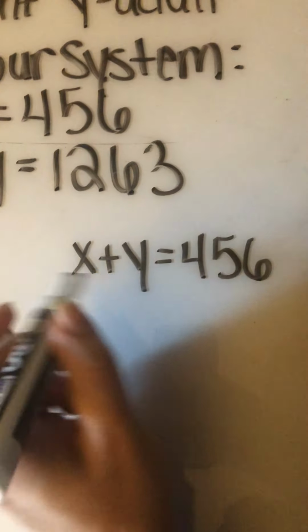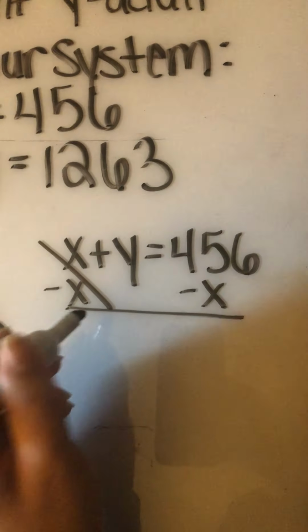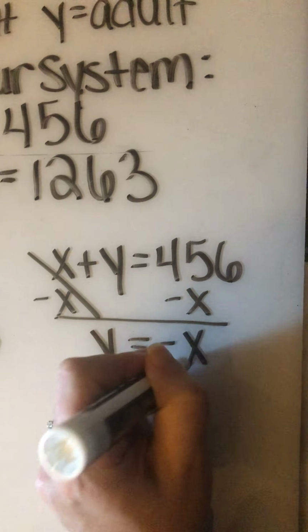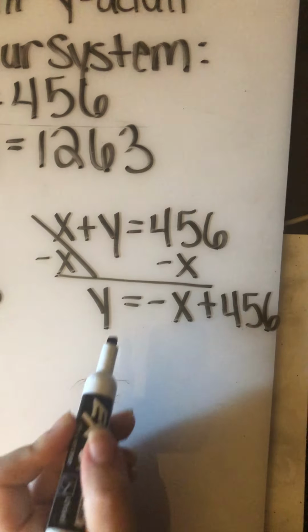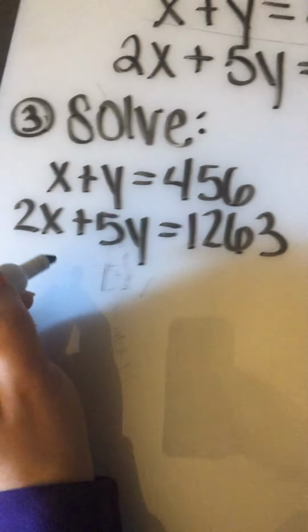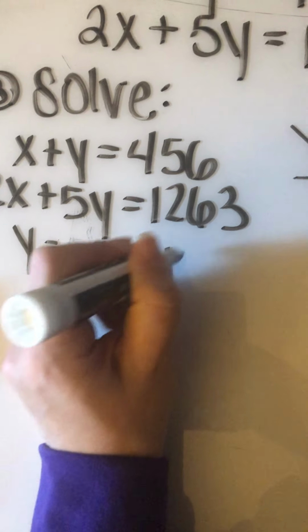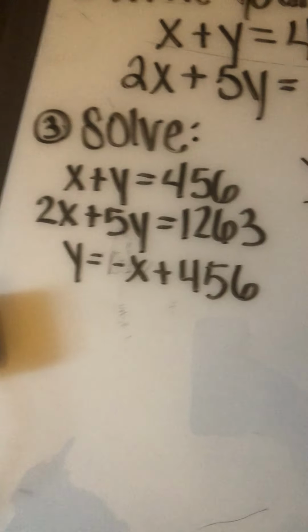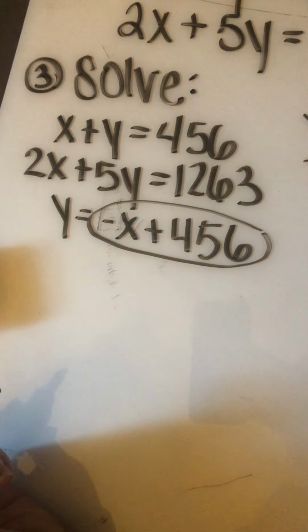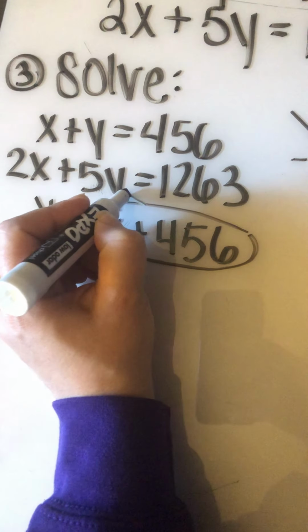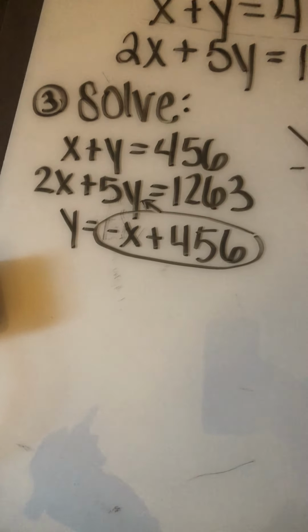And I want to get y by itself, so I'm going to subtract x from both sides. I'm going to get y equals negative x plus 456. Okay, so now y has been isolated. I'm going to rewrite that right here just so I have it. And then what I want to do is now take this, since this is what y equals, I'm going to plug it in for y in my equation that I have not touched. I'm going to put it in place of y there.